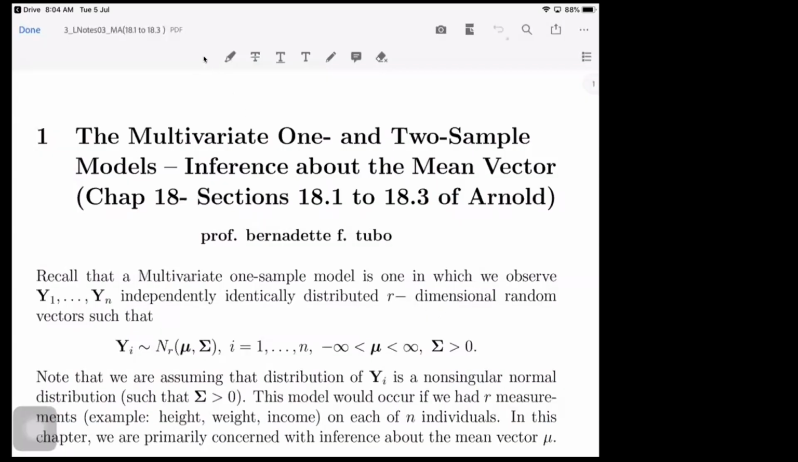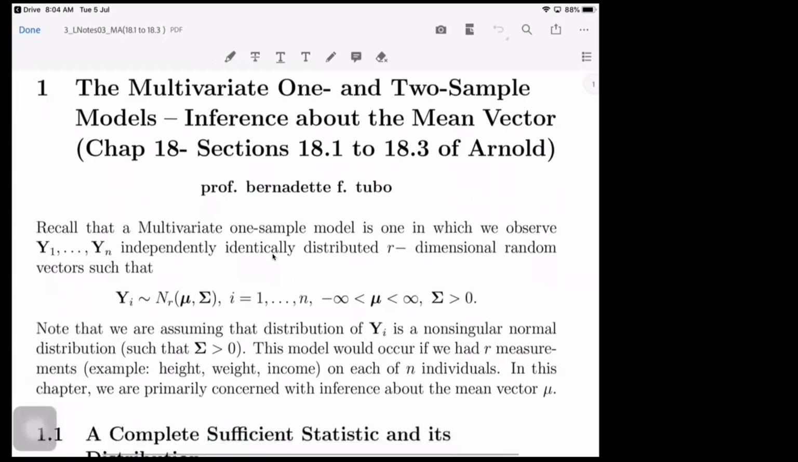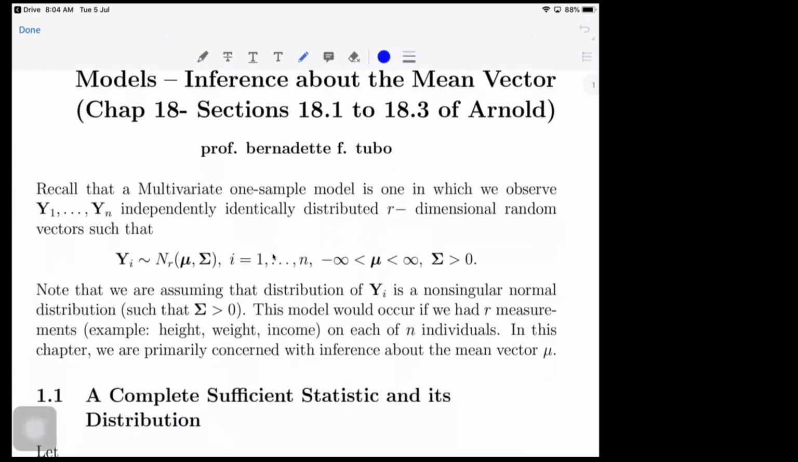So last meeting, we discussed section 18.1 and section 18.2. Today, we shall go about with the results without proving them. So before we start with section 18.3, okay, so this is the assumption.